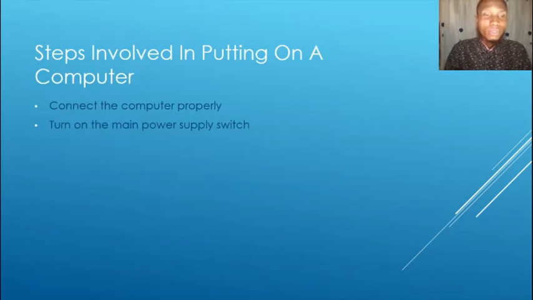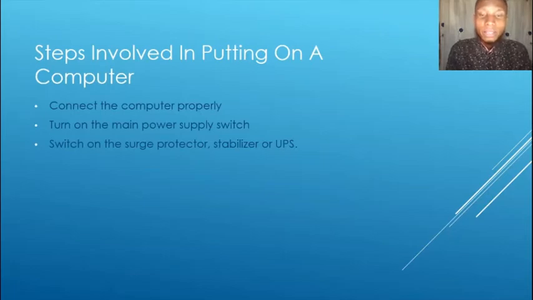So after turning on the power supply switch, you turn on the surge protector, the stabilizer, or the UPS. You're going to need this to protect your system so it does not get affected by unstable current or unstable voltage. So you need your surge protector, your stabilizer, or the UPS. UPS does more than that. If you're using a desktop computer that does not have a battery inside of it that keeps it on after there is no external power supply, you need a UPS.